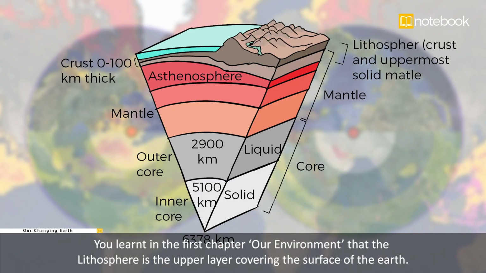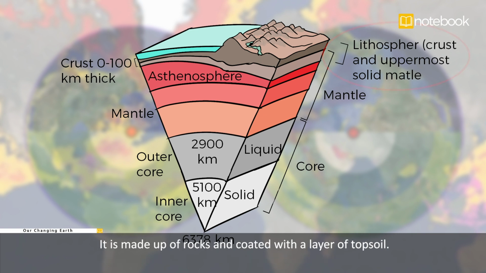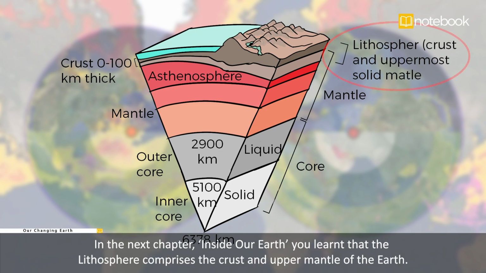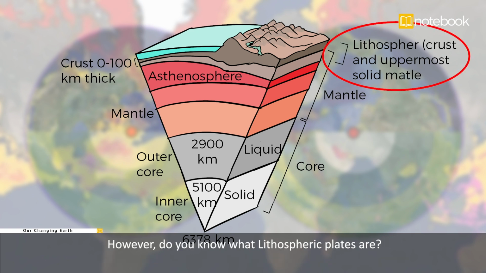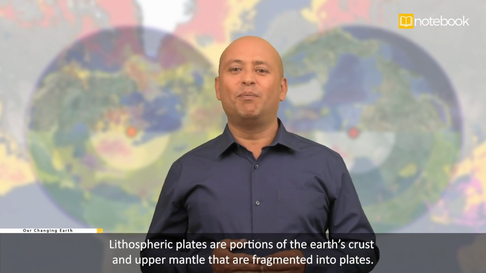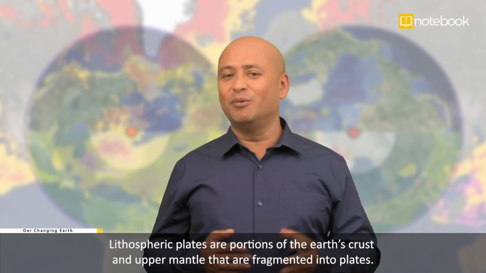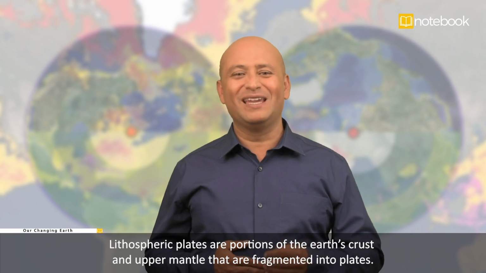You learned in the first chapter, Our Environment, that the lithosphere is the upper layer covering the surface of the earth. It is made up of rocks and coated with a layer of topsoil. In the next chapter, Inside Our Earth, you learnt that the lithosphere comprises the crust and upper mantle of the earth. However, do you know what lithospheric plates are? Lithospheric plates are portions of the earth's crust and upper mantle that are fragmented into plates.